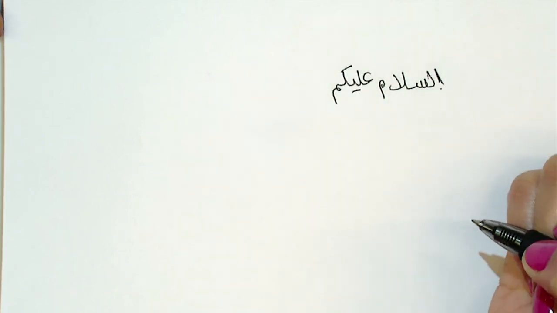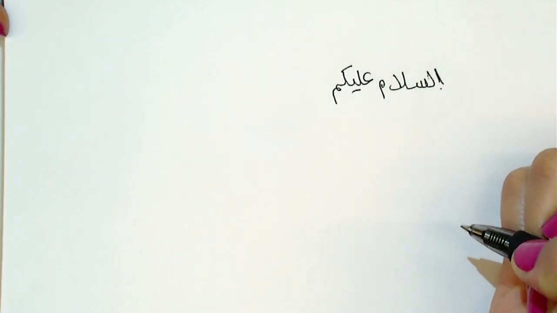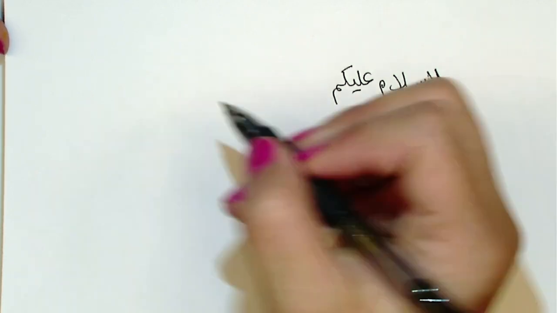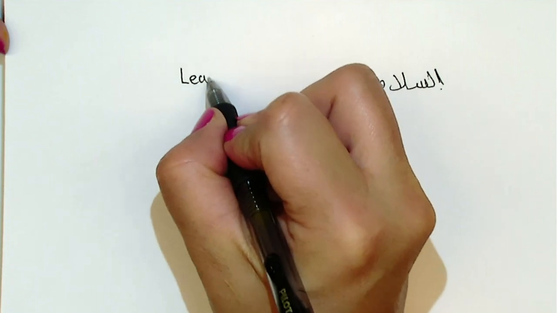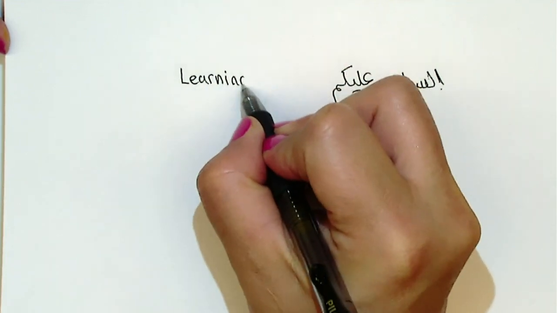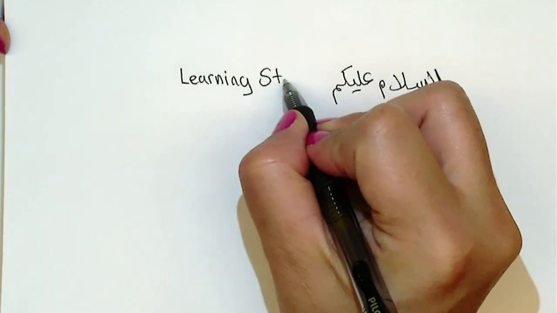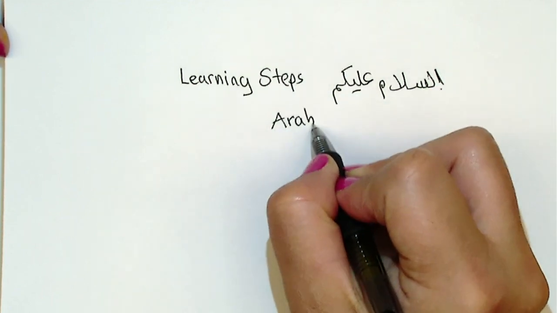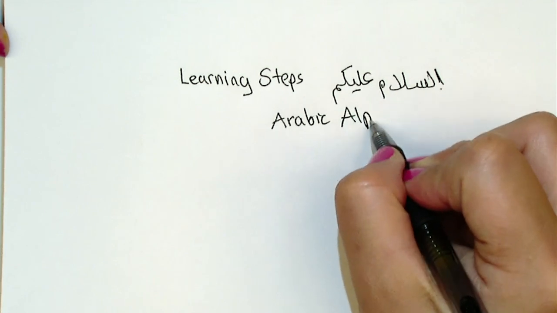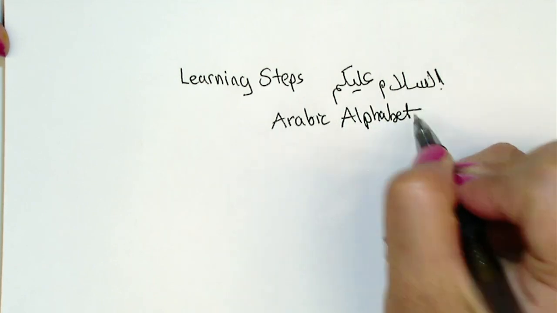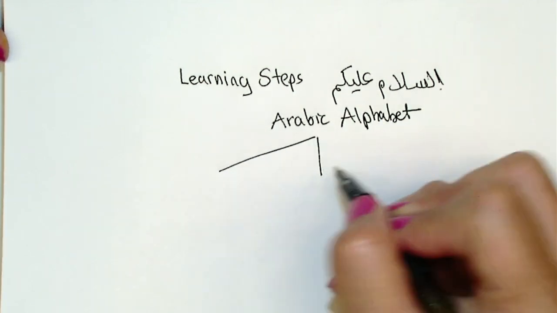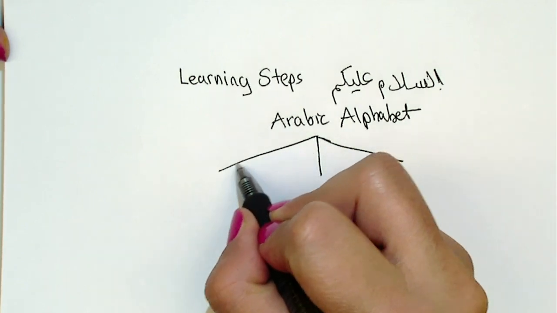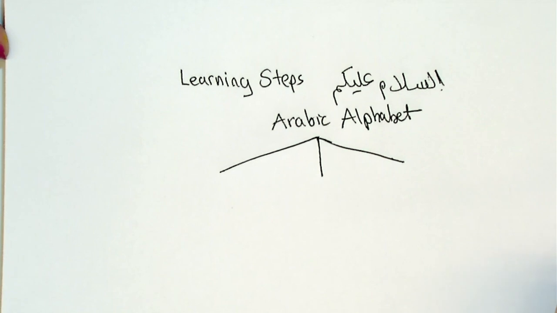So today we're going to be learning about how to comprehend or practice the Arabic alphabet. Learning steps. So what we have is the Arabic alphabet. And there are three categories that you need to remember once you start learning the Arabic alphabet.